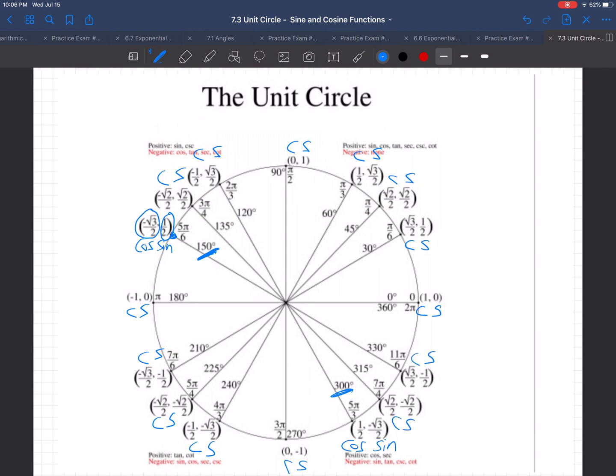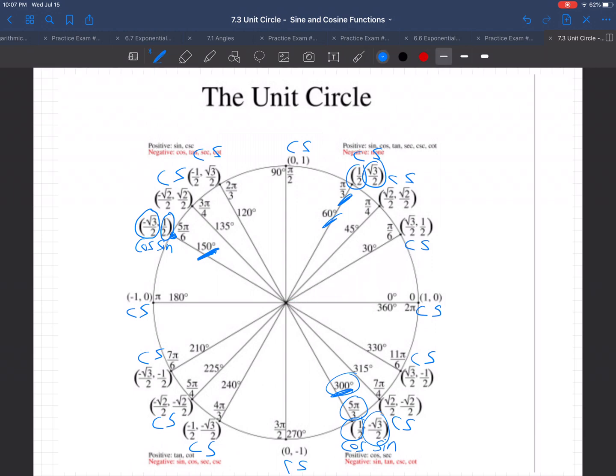So there we go. For pi over 3, 60 degrees, the cosine's a half, the sine's root 3 over 2. For 5 pi over 3, 300 degrees, the cosine's a half, the sine's negative root 3 over 2, etc. We can find any of those angles. Now for the other angles that are not listed here, like what about 20 degrees? We use our calculator. Simply for the ones not listed here, we use our calculator.